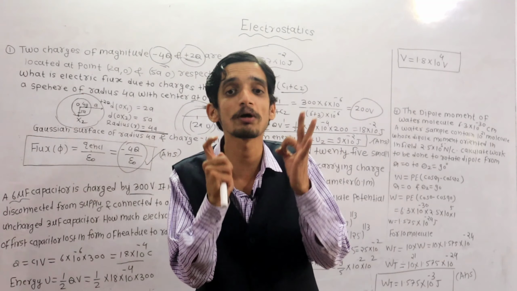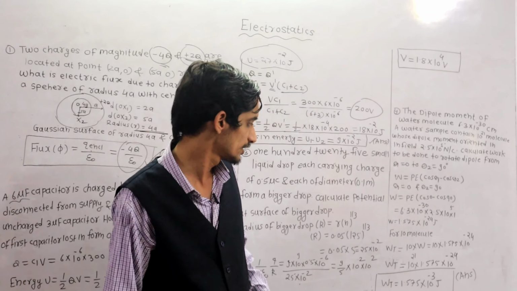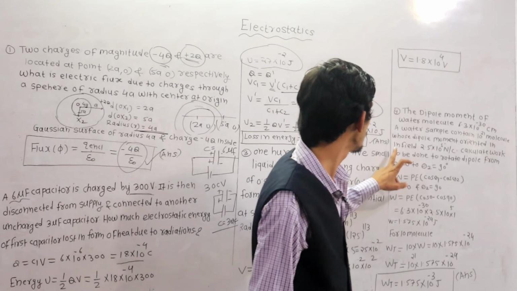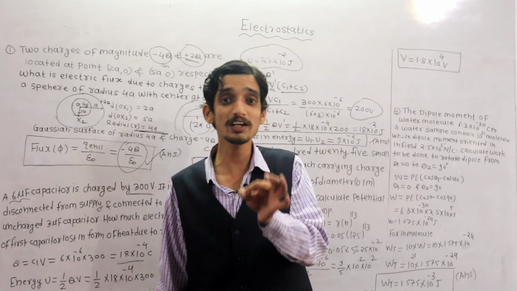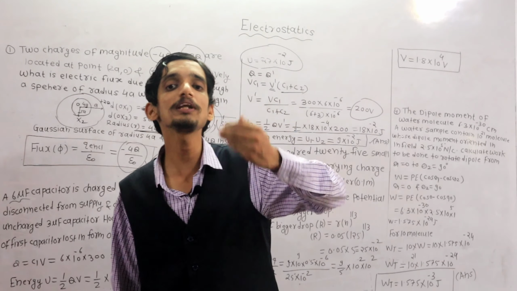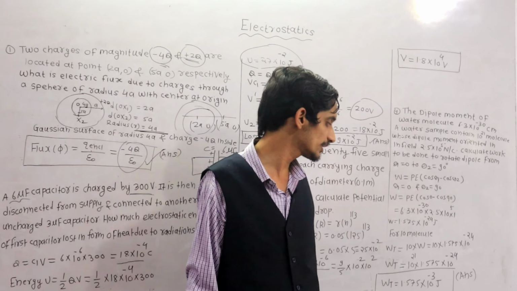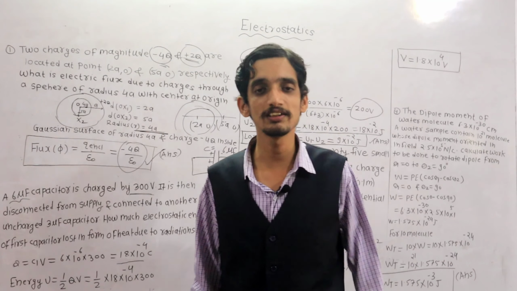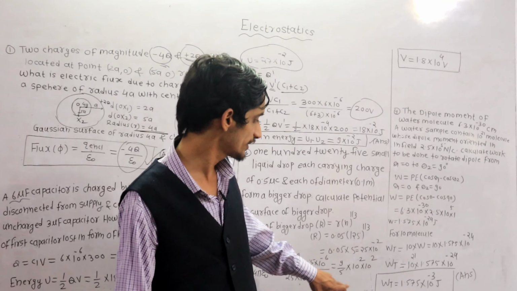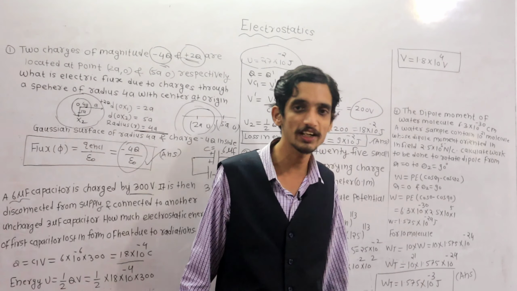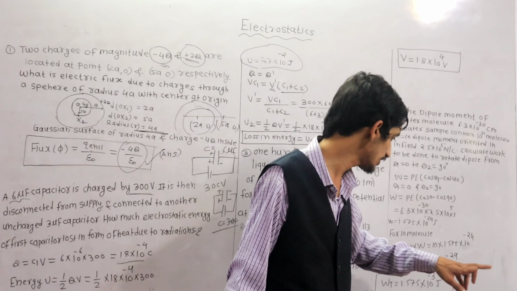1.57 into 10 raised to minus 24 joules. Now listen here. Basically this is the work done for one molecule. How many molecules are there? 10 raised to 21 molecules. So total work done is 10 raised to 21 into W1. So that is 10 raised to 21 into 1.575 into 10 raised to minus 24.